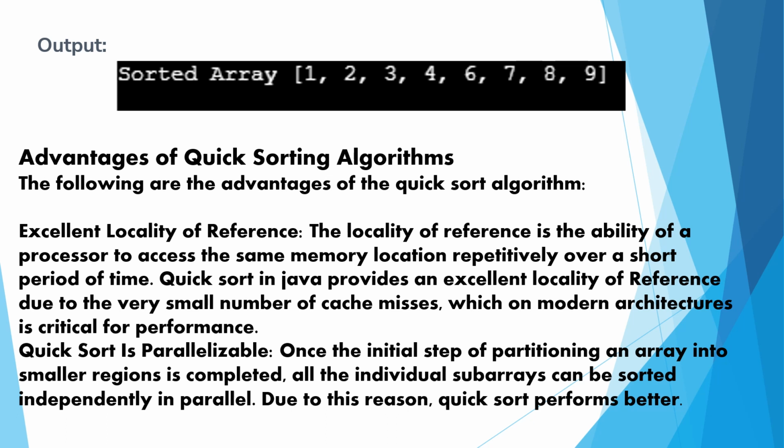Following are the advantages of the quicksort algorithm. Excellent locality of reference. The locality of reference is the ability of the processor to access the same memory location repeatedly over a short period of time. Quicksort in Java provides an excellent locality of reference due to a very small number of cache misses, which on modern architecture is critical for performance.